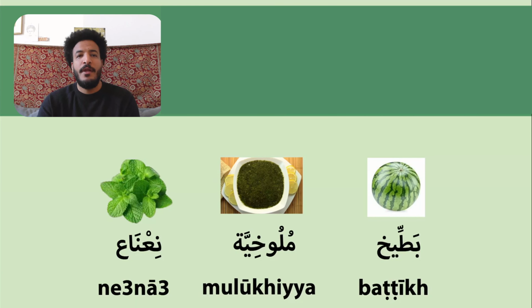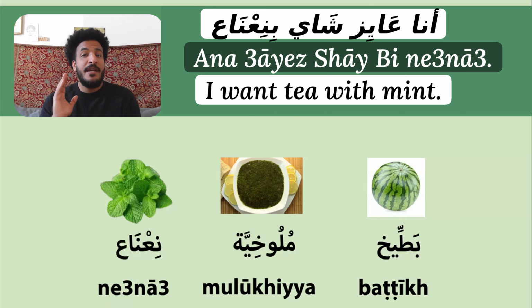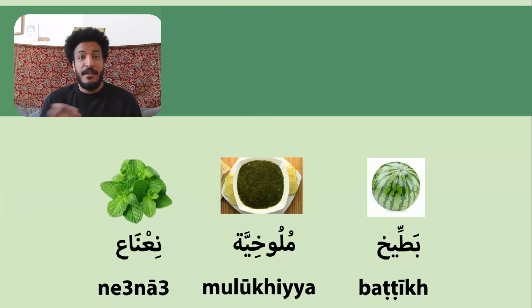نعناع means mint. And how do we use it a lot in Egypt? We actually mix نعناع with other things. Like for example, if you go to a cafe in Egypt and you say أنا عايز شاي بنعناع لو سمحت. I want tea mixed with mint, please. This is famous in Egypt.